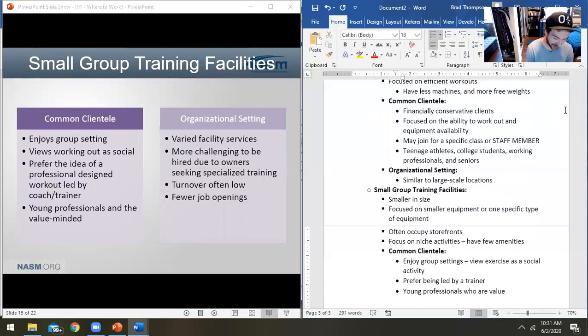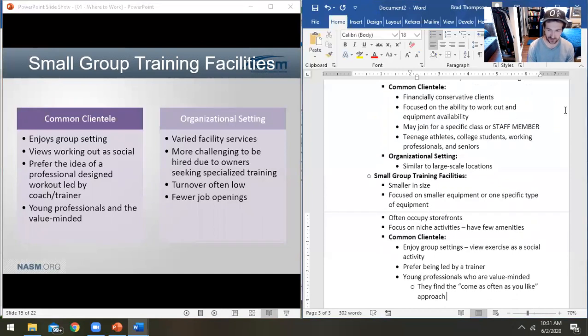What we mean by that is they find the come-as-often-as-you-like approach very appealing. Again, I'm going to use yoga studios as an example, but a lot of times yoga is sold per session. Maybe you'll have an 8-session package, but a lot of times you can just buy the unlimited package and you can go as many times as you want.